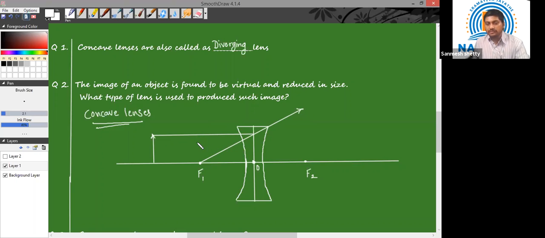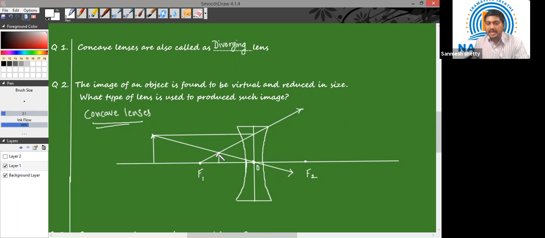According to the rule of image formation, the parallel ray after refraction will diverge and appear to come from the point f1. Now another ray I draw which is passing through the optical center like this. The point of intersection of both the rays will give me the head of my image. So at this particular point, this is my image.